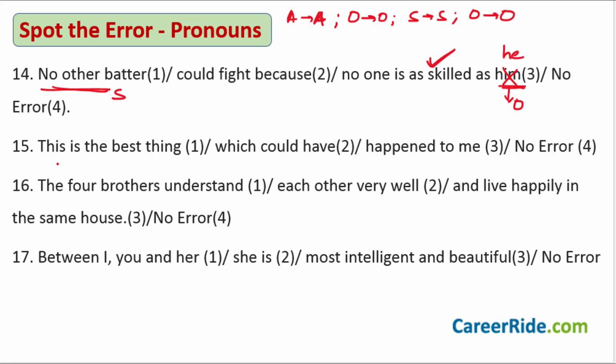Sentence number 15. This is the best thing which could have happened to me. Now, which part has a mistake? This second part is the part that has a mistake here. What is the mistake? The mistake is this word "which". It should be "that". Why? Because this is the superlative degree. "Best" is what? It is the superlative degree. And you remember, with superlative degree we require this pronoun "that", right? With superlative degree.